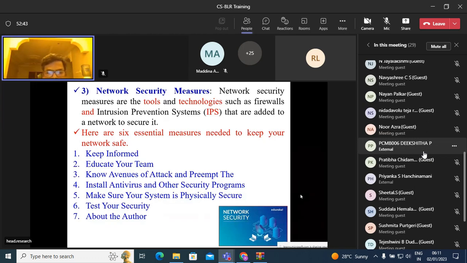Then educate your team. We need to educate our team members in the network. You need to take care of your credentials. Don't enter public places or public networks, and spoofing websites, IP spoofing. Don't enter anything which is not authorized. How do you segregate? By using HTTPS, which means secure. If there is no HTTPS, you are using a wrong URL.